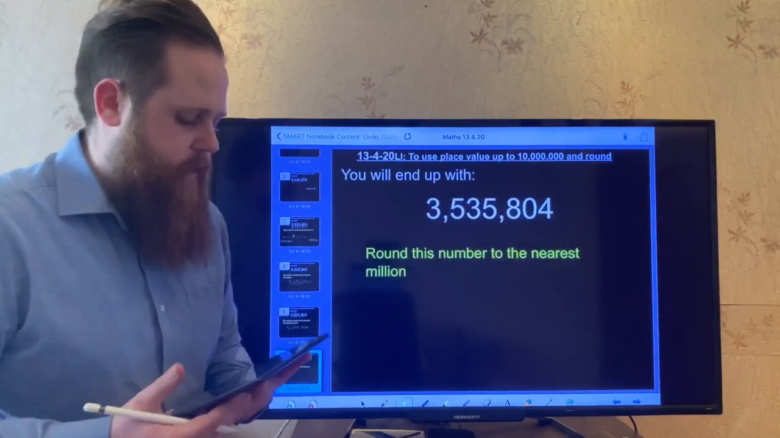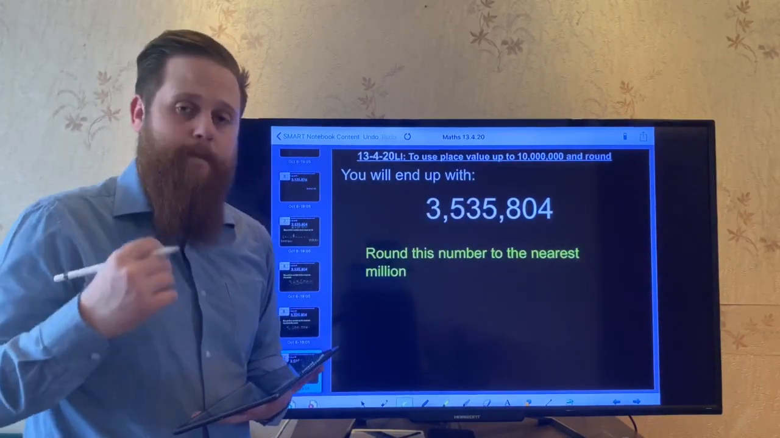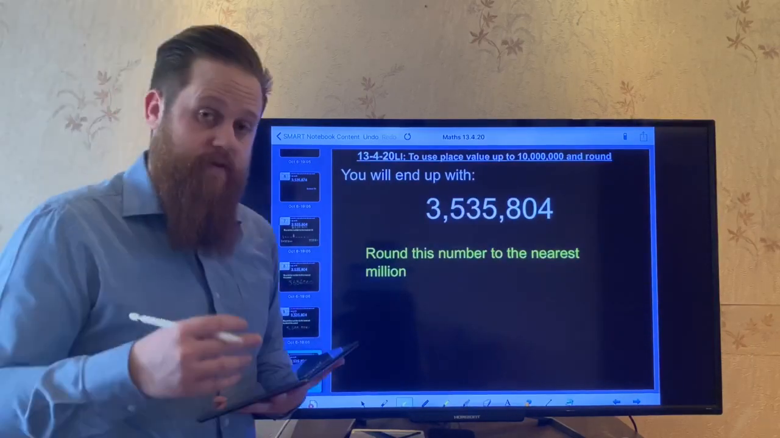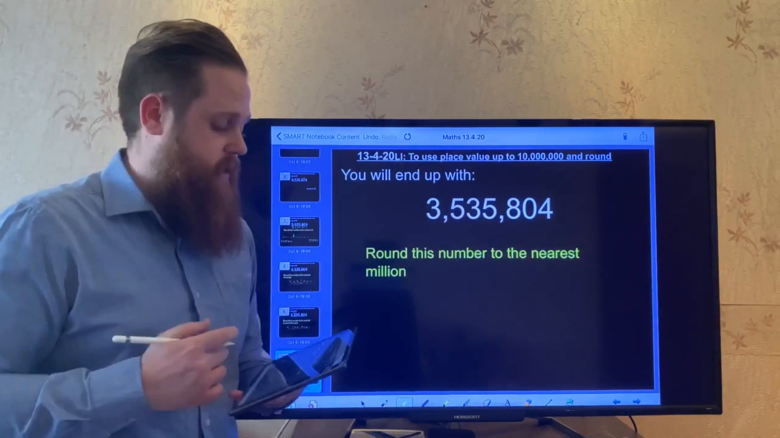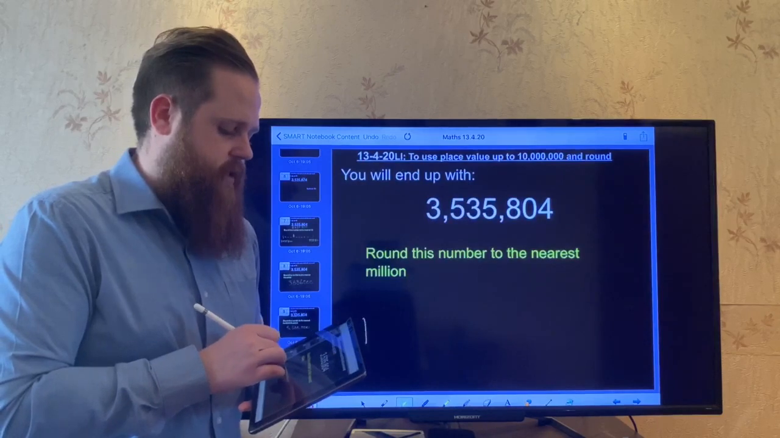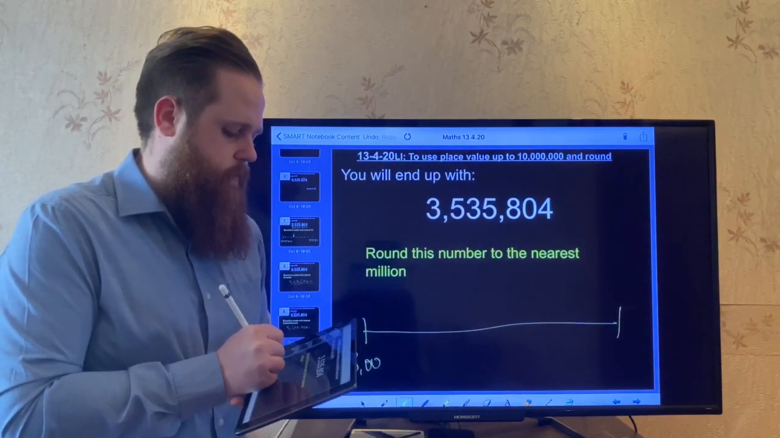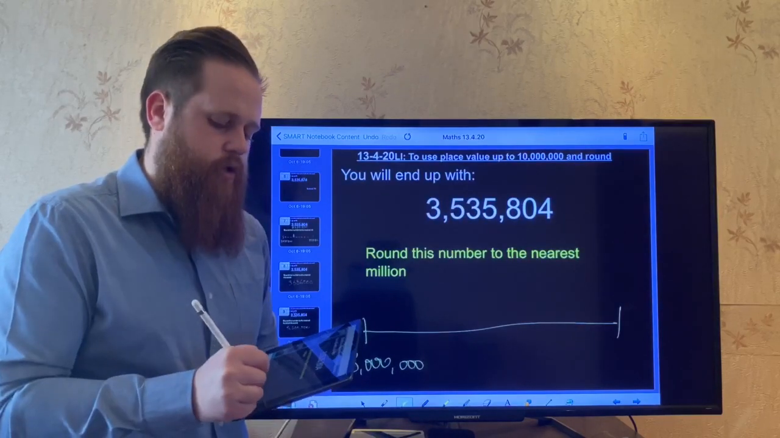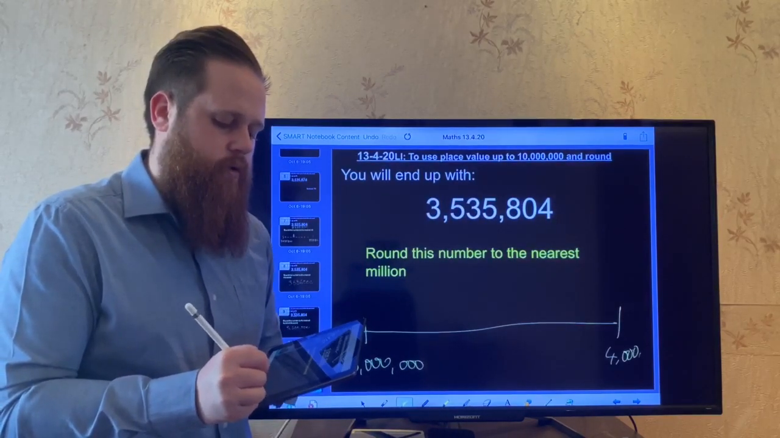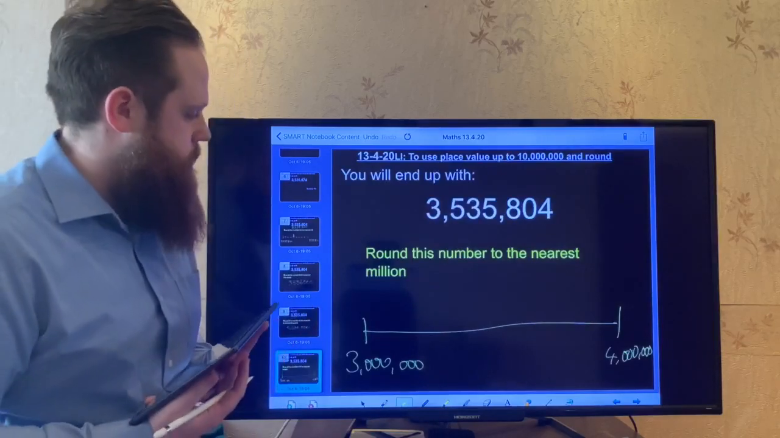Final one. Round this number to the nearest million. Pause it if you need to pause it. If you want to have a go, please do. Again, I will draw out this here. Is it closer to 3 million, or is it closer to 4 million? Ooh, I don't know if that'll fit on. There we go, just fits on.